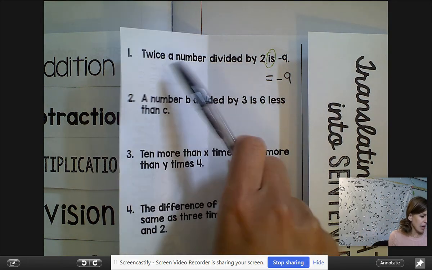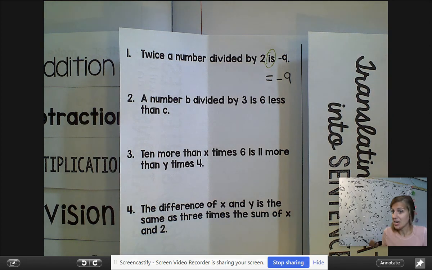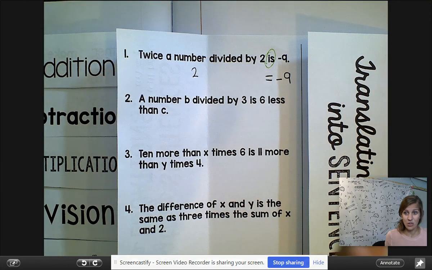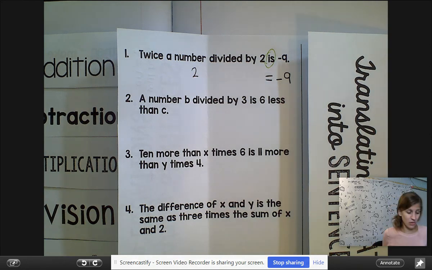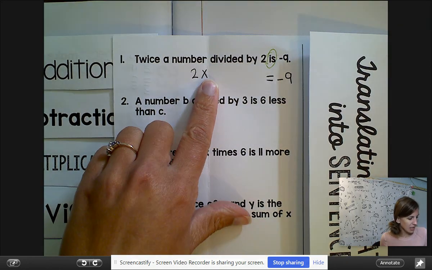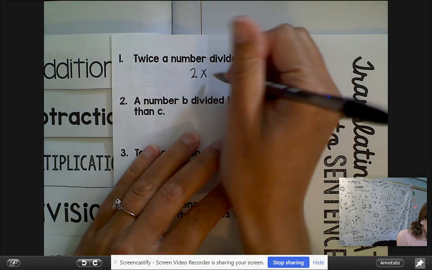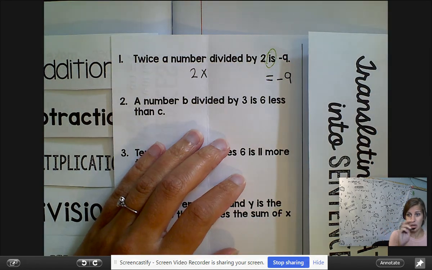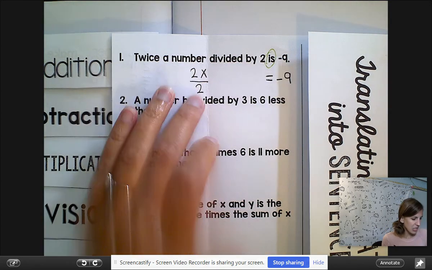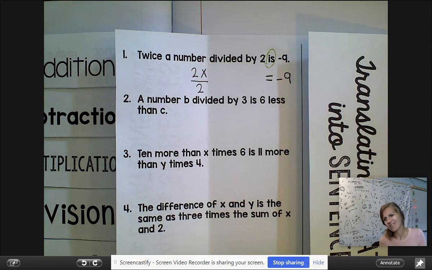So twice a number divided by 2. Well, I don't know what the number is, but I'm going to twice it, which is like times by a number. So I could call it X, or I could call it N, or I could call it M for Missouri, whatever you want to do. I feel like normally you guys like X. So twice a number divided by 2. Now, divided by can be the little bar with the dotties, but I usually like to do fractions. And divided by 2 is -9, which almost feels like 2 divided by 2, I could just do that. It's 1. But whatever. We don't have to solve anything.